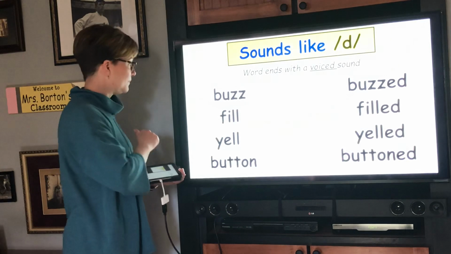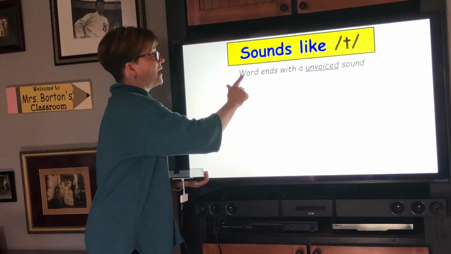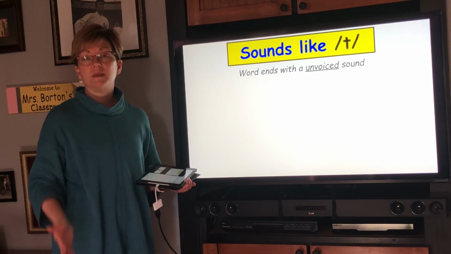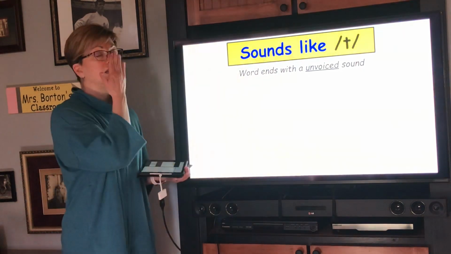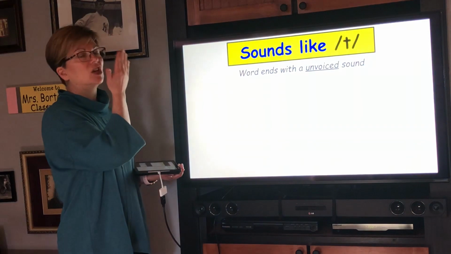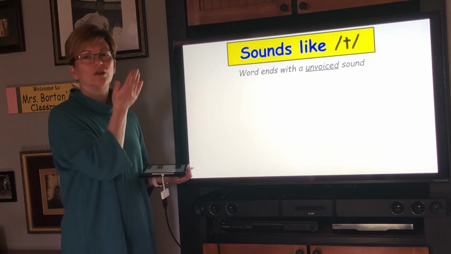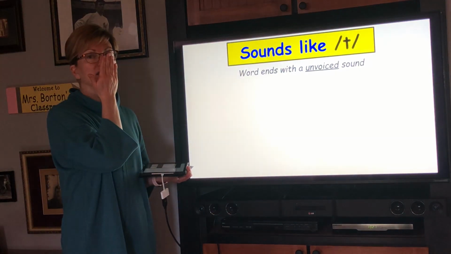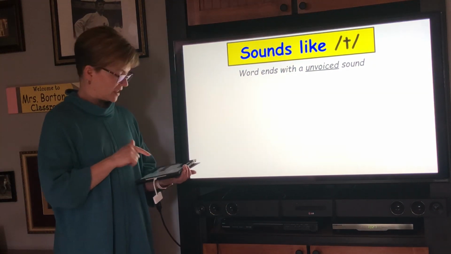Let's take a look at our T sounds. Now these are words that end with an unvoiced sound. And unvoiced means the letter sound at the end of the word is just breath, like sh, or p. Let's take a look at some of our verbs.